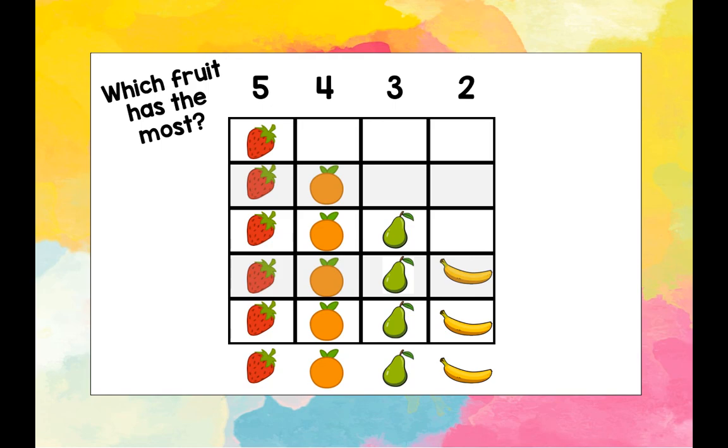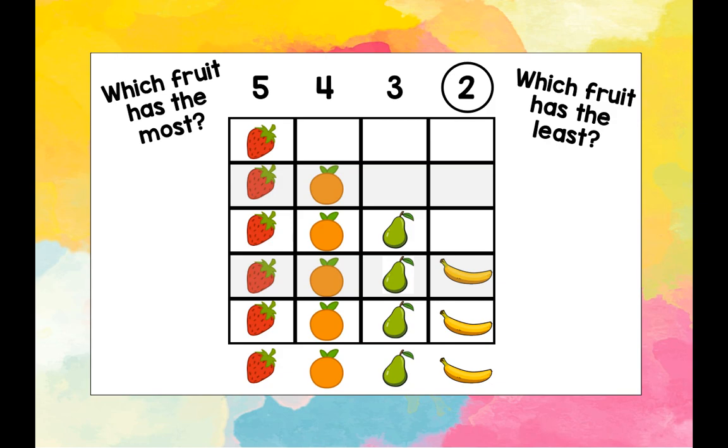Good. The next question is, which fruit has the least? What does least mean? It means the smallest, right? The smallest one, okay? The least. So if we look with our eyes, which fruit has the least amount? Number 2, the bananas, right? Good job, okay? We're going to practice reading some more graphs.